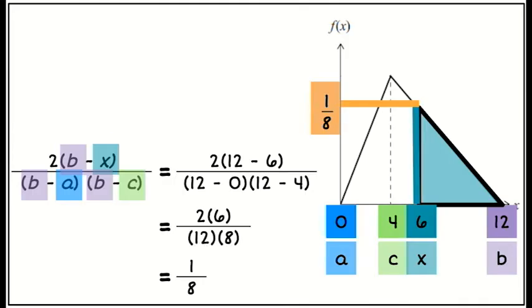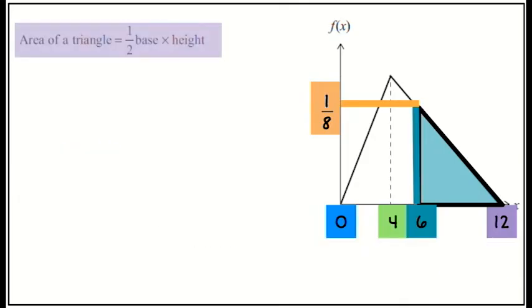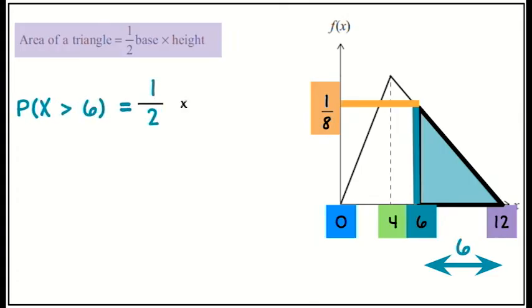So now that I've got the height, now I can go and find my probability. So remember, area of a triangle, half the base times height. So my base is between 6 and 12, so that's a base of 6. I've got my height of 1/8. So the probability of being more than 6 is a half times the base of 6 times the height of 1/8. Simplifying that gives me 0.375. So the probability of taking more than 6 minutes to get up in the morning is 37.5%.